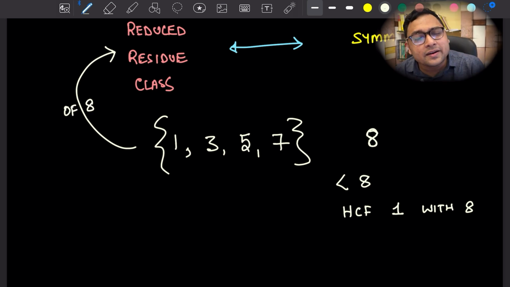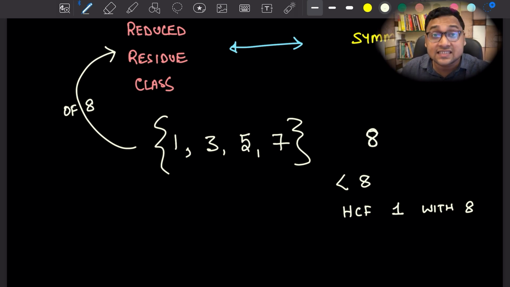So in the comment section, can you tell me what is the reduced residue class of 20? All the numbers which are less than 20 and co-prime to 20, that is, their HCF with 20 is 1. Can you tell me what are those numbers? Okay, so this is what the reduced residue class is, and in number theory we study these reduced residue classes and Euler's Totient function. There is a whole area of this discussion.